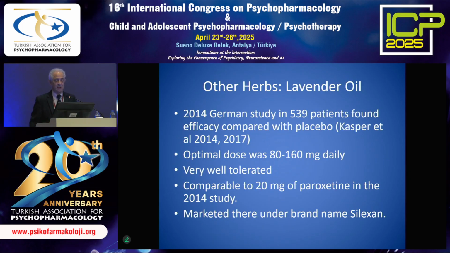And another one is lavender oil. That had a study 11 years ago, a much larger study. This drug is a brand product in Germany, and the drug company did a study involving 539 patients. It worked at 80 to 160 milligrams daily. It's available in the United States over the counter. I'm not sure if it is available in Turkey, but maybe someone could tell me. And it was compared to paroxetine in one study. It's marketed in Germany under the brand name Silexan.